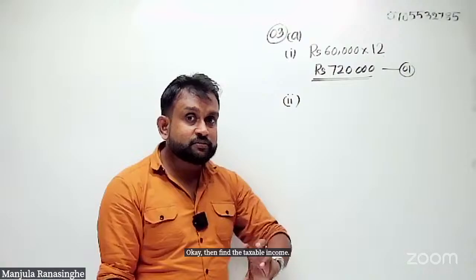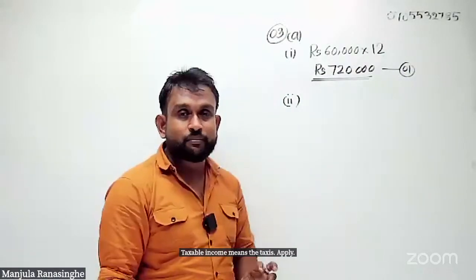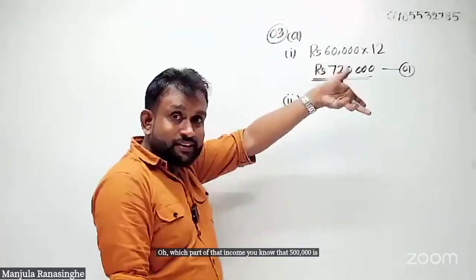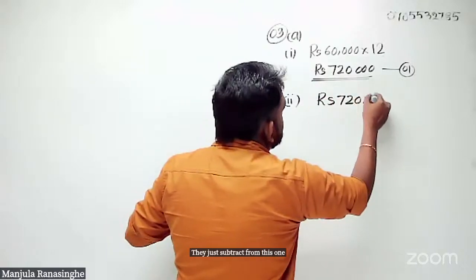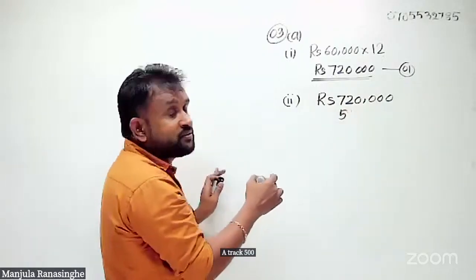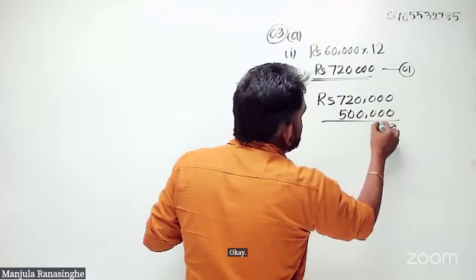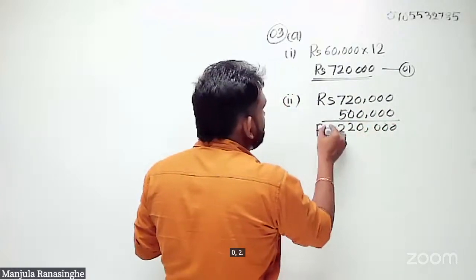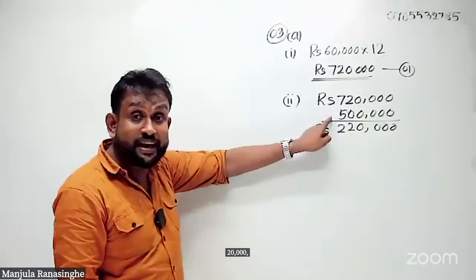Taxable income means the part of the income on which tax is applied. You know that 500,000 is free of tax, so just subtract the 500,000 rupees from this part. Then rupees 220,000 is the taxable income.